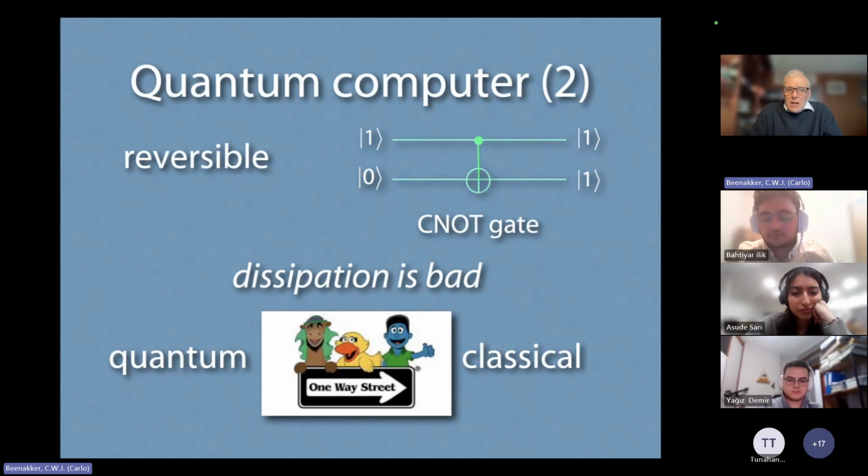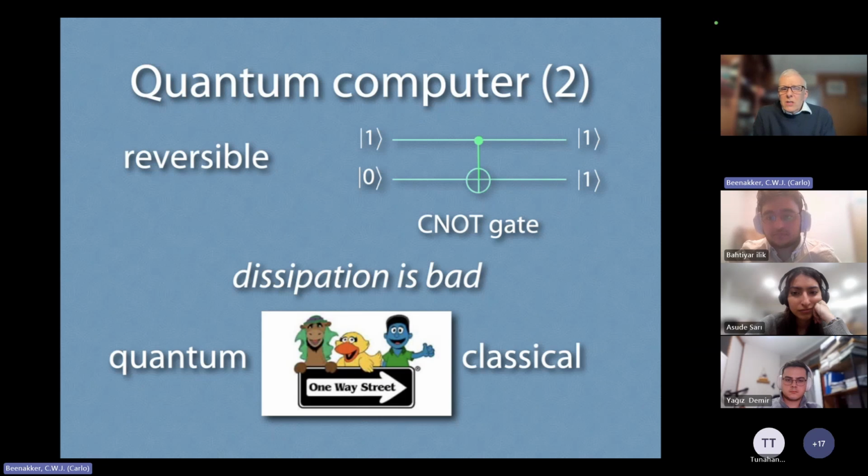The second anomaly is that this quantum world does not tolerate dissipation. Every operation which you perform on a qubit has to be reversible. There can be no dissipation. If there's dissipation, you just reduce and fall down into the classical world. So that's not very helpful, but it's something we just have to live with.